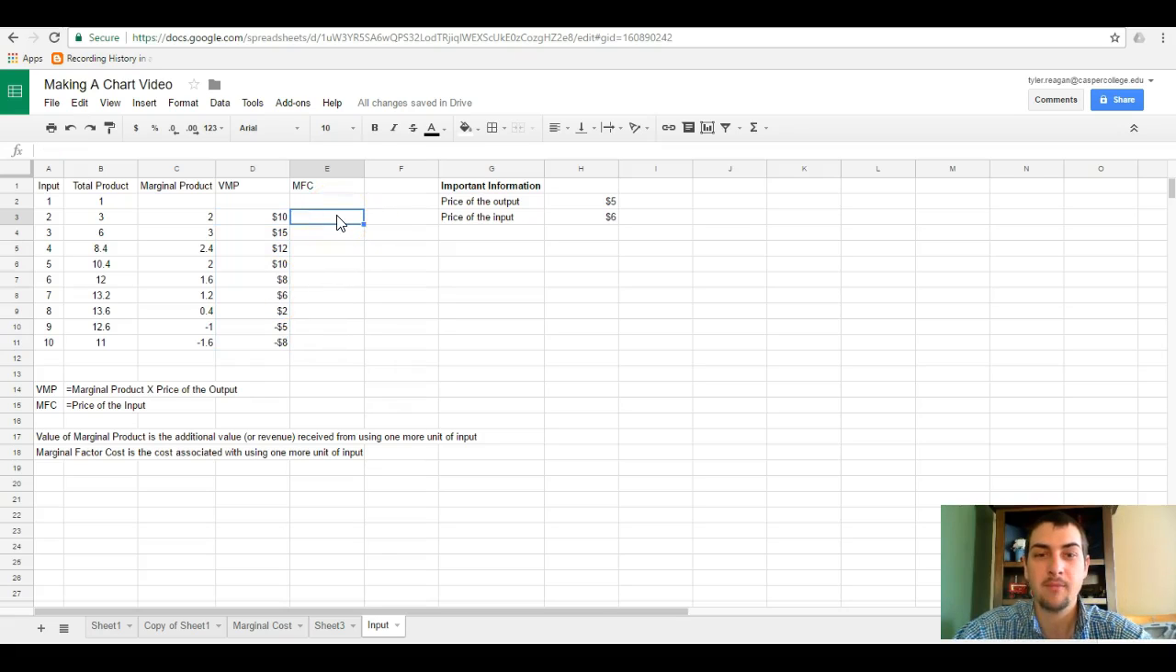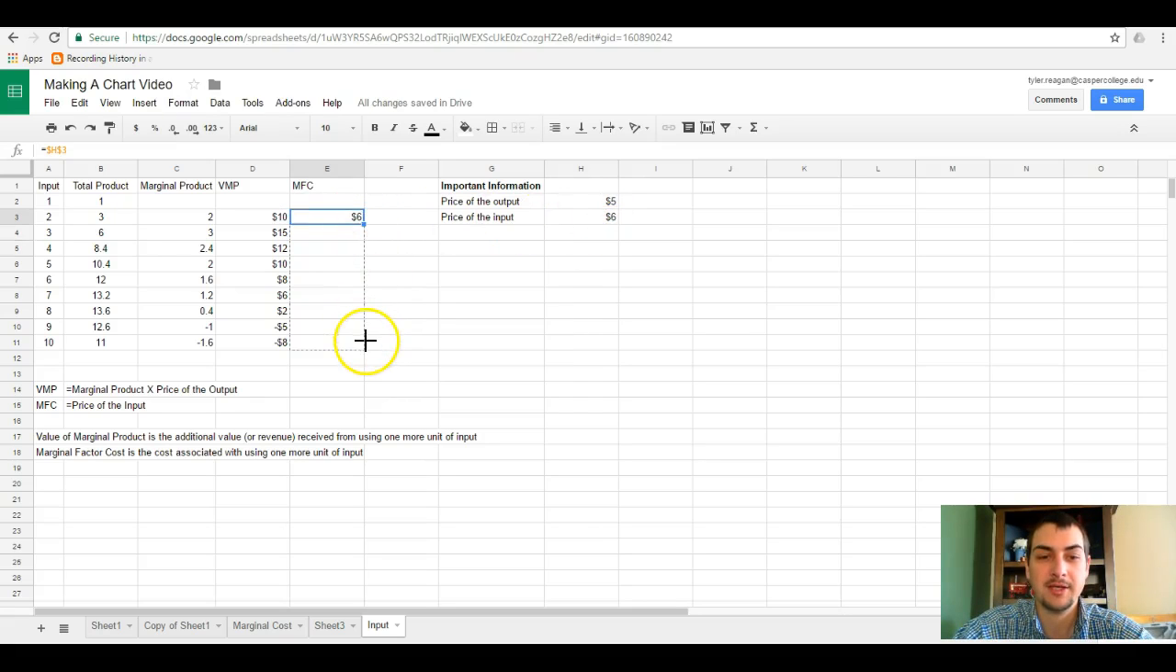So we said that this marginal factor cost is going to be equal to the price of the input, because that is what it is costing us to use one more unit of input. As we increase from 1 to 2 units of input, we're adding one more unit of input, and it's going to cost us $6 more. So this marginal factor cost is simply equal to the price of the input. So you can go ahead and lock that one in too.